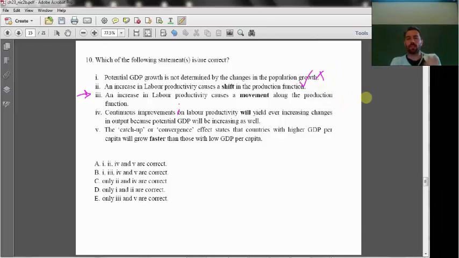Number 3 is just what I want to talk about here, a bit of semantics in a sense. An increase in labor productivity causes a movement along the production function. And again, what matters here is we're saying, does an increase in labor productivity cause a movement along the same production function? Whenever we say there's a movement along the production function, it means the same production function without any shifts in the production function. Just a movement along the production function.